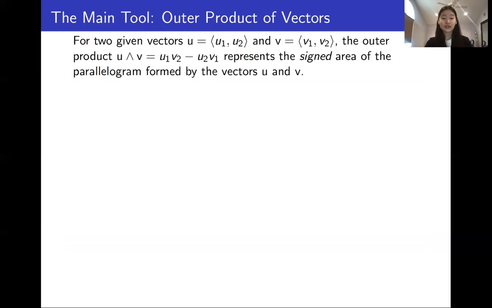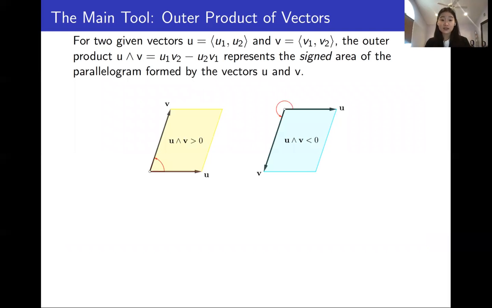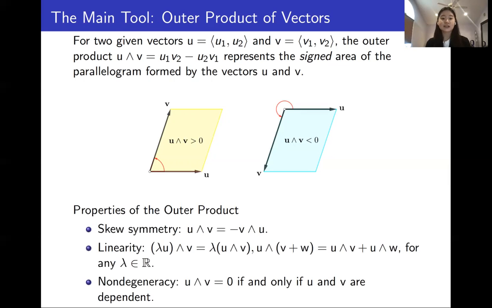In order to prove this theorem, the main tool I used was the outer product of vectors. For any two vectors u and v, the outer product u∧v represents the signed area of the parallelogram formed by the vectors u and v. The sign is positive if the counterclockwise angle between u and v is less than 180 degrees, and the sign is negative otherwise. Here are some properties of the outer product that I used: skew symmetry, linearity, and non-degeneracy.